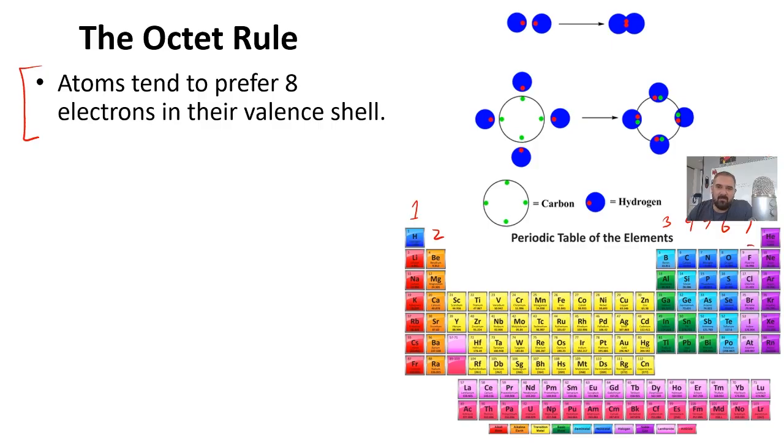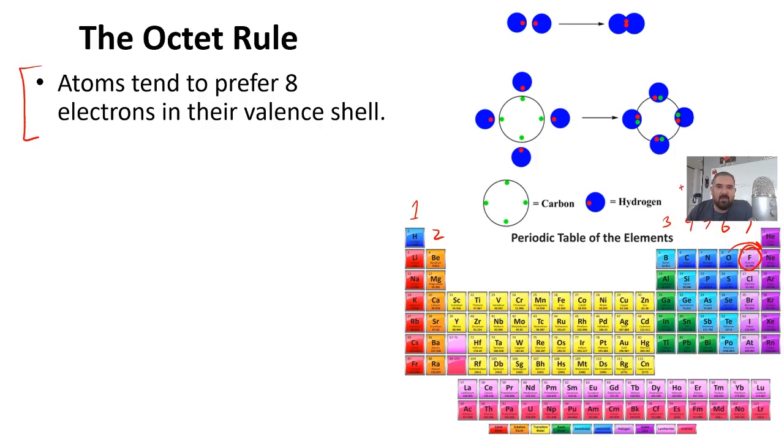So for something like fluorine, what it's going to do to be like a noble gas is gain a single electron. When it gains that electron, it's going to have a charge of -1. Oxygen is going to gain 2 electrons, so it's going to have a charge of -2. Nitrogen is going to gain 3, it'll have a charge of -3. Carbon is going to be plus or -4. We'll discuss why in a minute.